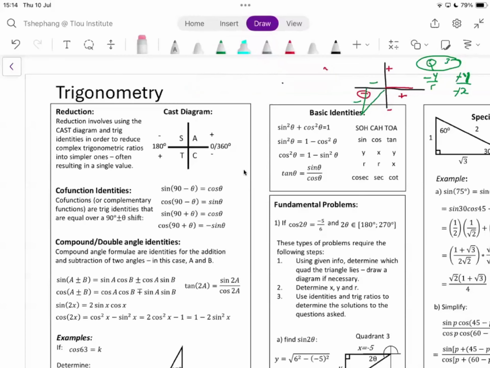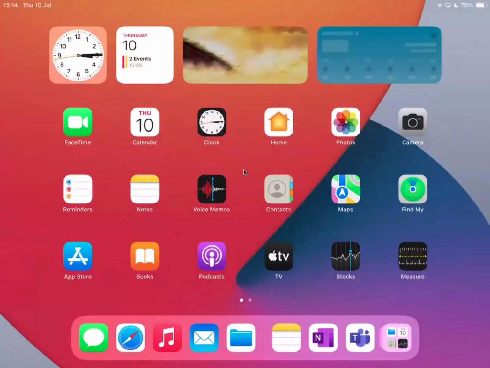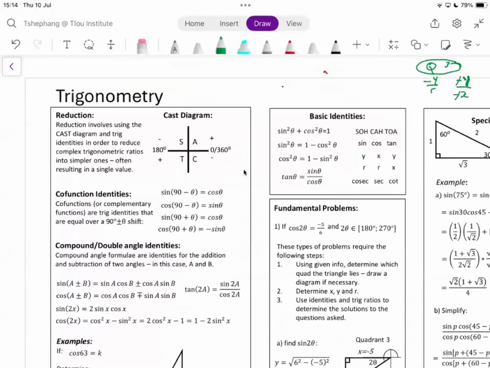All right, perfect. Now we use this to reduce complex trig ratios into simpler ones, often resulting in a single value. Then we also have co-function identities. What are co-function identities? These are simply known as co-functions. This is when you have sine of 90 plus or sine of 90 minus, but it can also be cos. If you have cos of 90 plus or cos of 90 minus, those are co-functions.